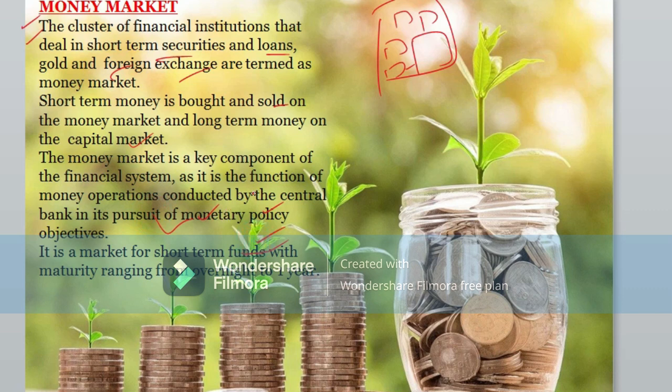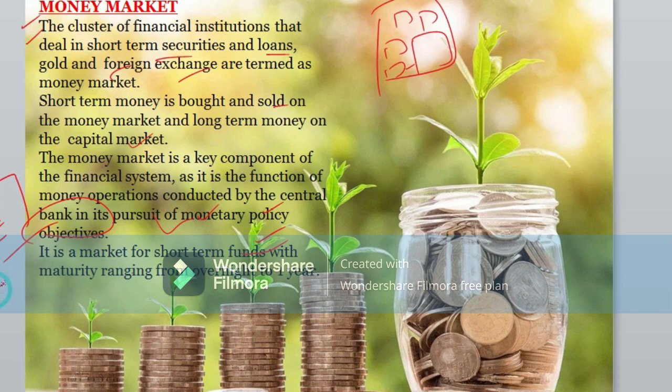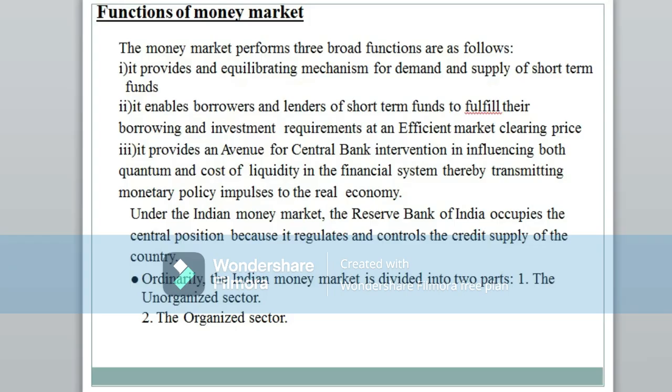The money market is a key component of the financial system as it functions through the money operations conducted by the Central Bank of India in pursuit of monetary policy objectives. So the country's central bank, like the Reserve Bank of India, what will it do? It will put financial instruments in the market, and these institutions, with the money circulating and being applied to various sectors such as dairies, manufacturing, services, goods production, import and export, will derive profit through short-term funds of maturity ranging from one year, that is within one fiscal period, and will try to develop profit out of the currency in circulation.